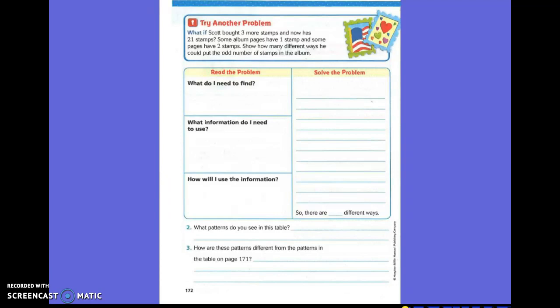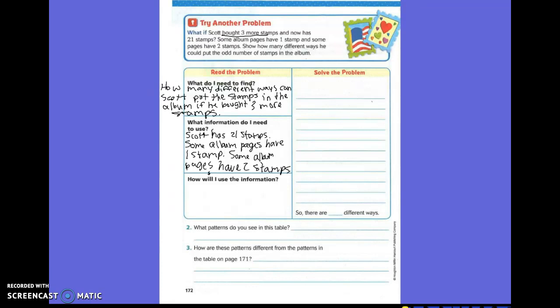Okay, what do we need to find? We are going to find how many different ways Scott can put the stamps in the album if he bought 3 more stamps. What information do I need to use? We knew Scott has 21 stamps now because 18 plus 3 more equals 21. Some album pages have 1 stamp and some album pages have 2 stamps. Now we will find how we will use this information. We said that we will make a table that shows all the different ways of arranging the stamps in the album. Now we're going to solve the problem.